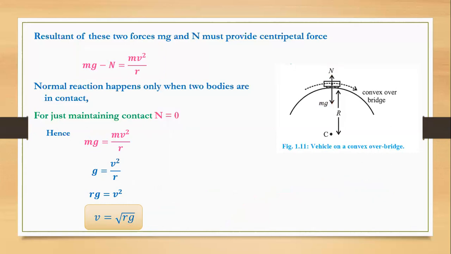So remember one thing here. This is the maximum speed to maintain contact between tire and road on such a type of bridge, a convex over bridge. I hope you understood this article.